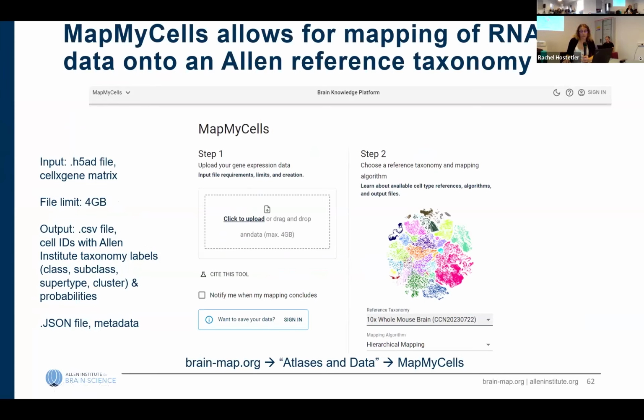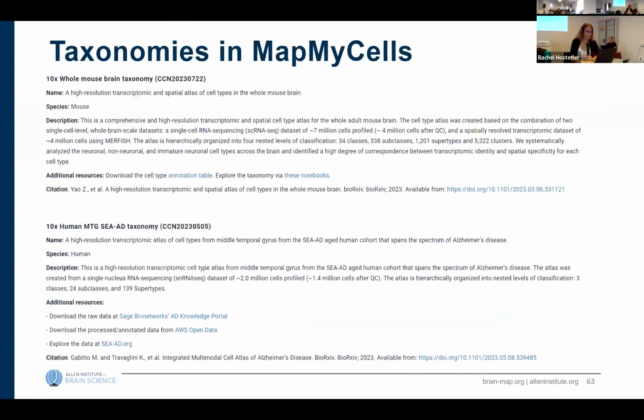And once more taxonomies are created, just like the ABC Atlas, they will also be added to MapMyCells. When MapMyCells first came out, it initially did not have the Alzheimer's taxonomy in it, nor the human brain data from SEA-AD at all, but we have now added this. And as more taxonomies are created, they will also be added to this tool. More descriptions of what those taxonomies are can be viewed here.